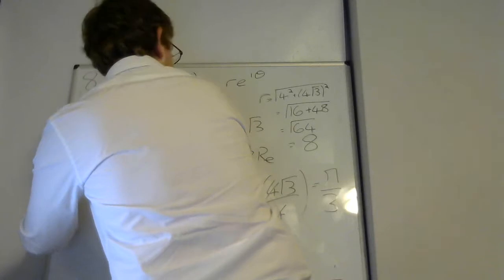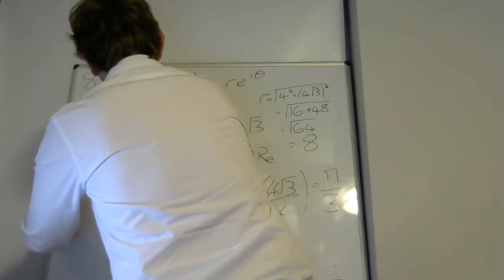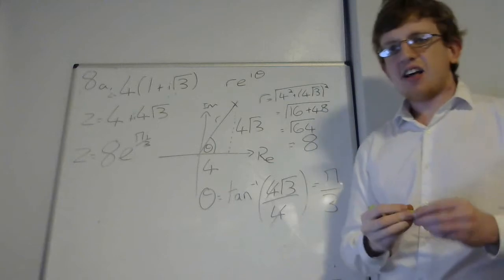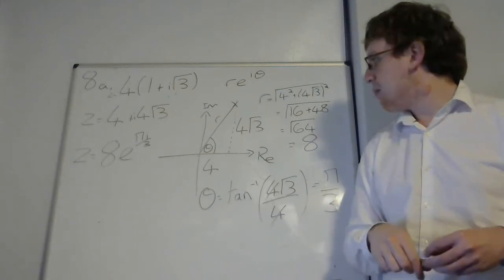So Z is equal to 8 times e to the pi i on 3. Cool. That's our complex number written in polar form.